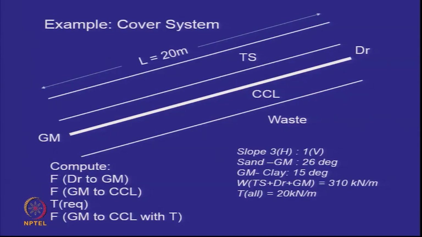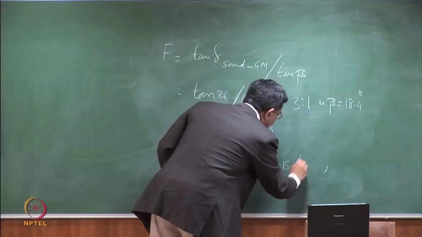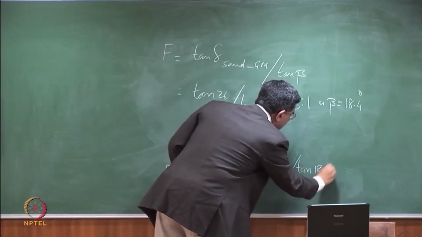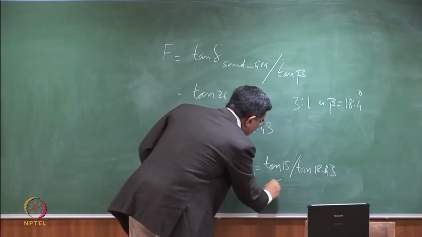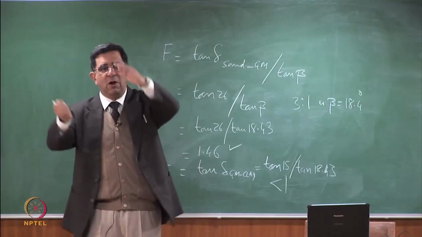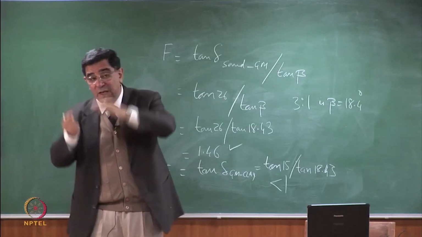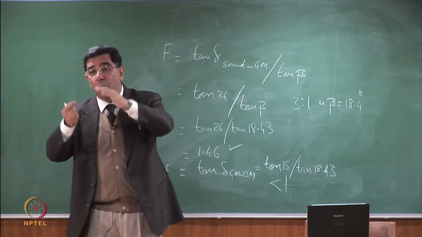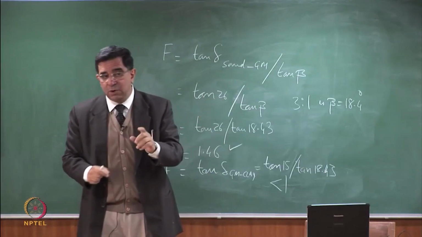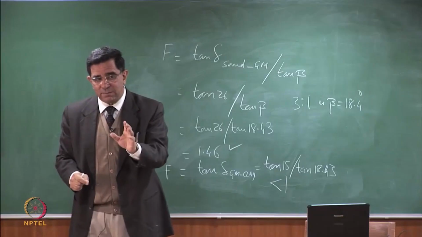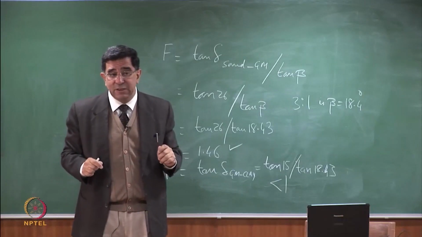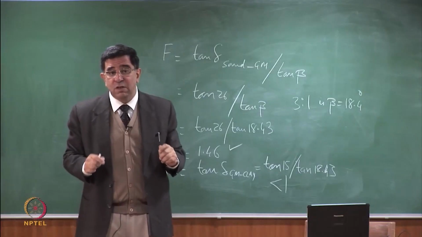Tan 15 by... quite clearly this is less than 1. Quite clearly this whole soil mass, therefore, with the geomembrane, wanting to come down, is going to slip. And remember, you have a very gentle slope of 3:1. Now can you hold this from happening? Can the geomembrane hold this from happening?